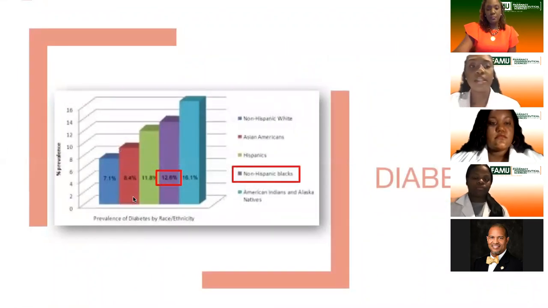Going more in depth with a few of these conditions, starting with diabetes, the percentage of African Americans with diabetes has actually decreased in recent years from 12.5 to 11.7%. However, this still places us in the third leading ethnic group diagnosed with type 2 diabetes in the US.